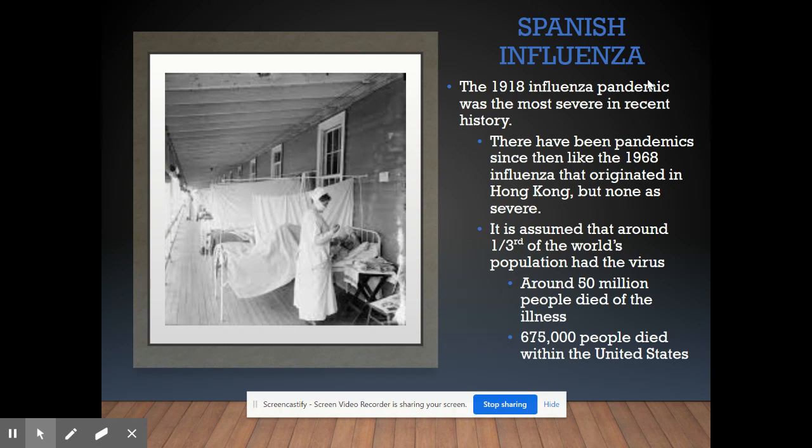So it was the most severe pandemic in recent history, worse than coronavirus so far. There have been pandemics since then, like now, but none as severe. About a third of the population had been infected, and about 50 to 100 million people died of the illness. 675,000 people died in the U.S. With coronavirus, we're just past 200,000 deaths so far.